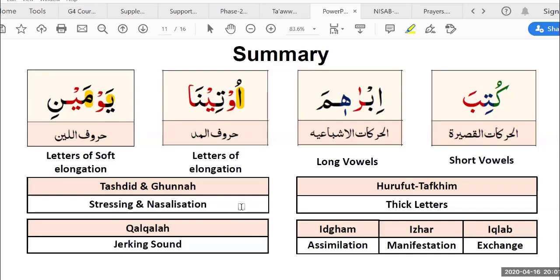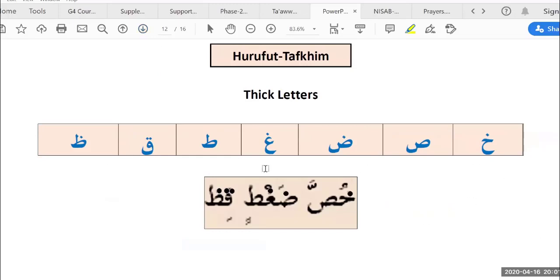And we also did noon ghunna and mim ghunna. So we have to do a 2 second nasal sound if they appear. And then we did huruf al-tafkhim. There are 7 huruf al-tafkhim, thick letters. Here they are. You can remember them easily through these 3 words: Khussa, Doqten, Qiz.